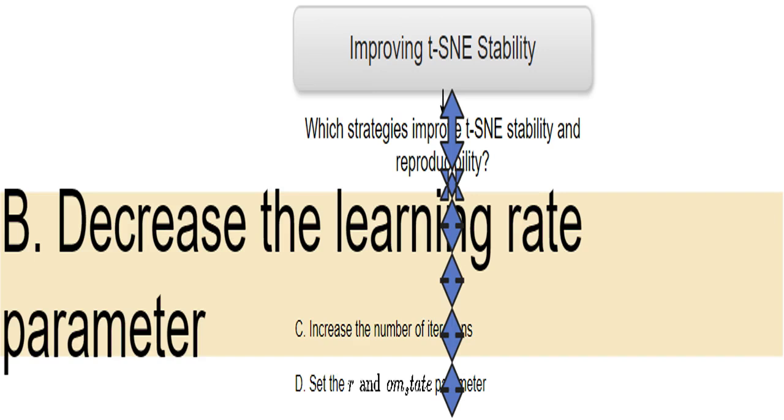A smaller learning rate makes TSNE take smaller steps at each iteration. This can make it more stable, but it's not a direct solution to the randomness of the start. Think of this as trying to find a specific spot on a map by taking smaller and smaller steps. You might get there more slowly, but it might not solve the initial uncertainty about your starting location.